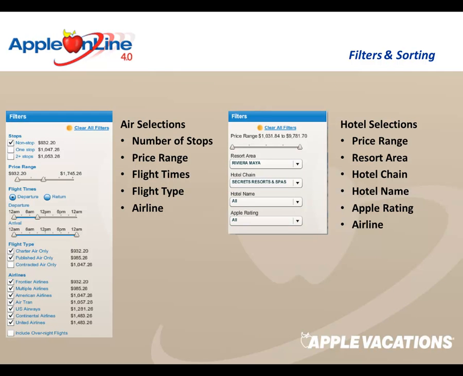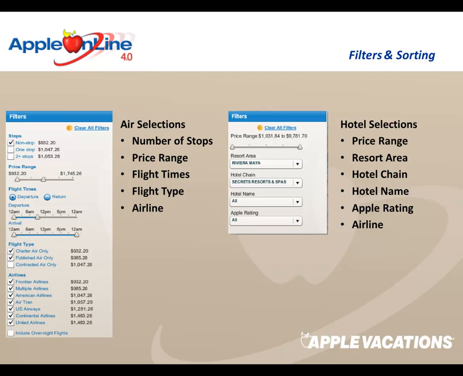Air filters give you numerous options for narrowing down your search results, everything from a sliding price scale to specifying the number of stops and even excluding or including overnight flights. The air filters can help you wade through the numerous options presented. Clicked one filter too many and need to get back to your original results? Don't worry, you can always select the Clear All Filters option. Hotel filters work much in the same. You can select price ranges, resort areas, Apple ratings, chains, and even the specific hotel you are looking for.